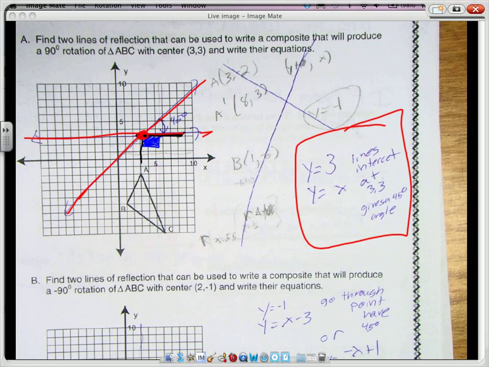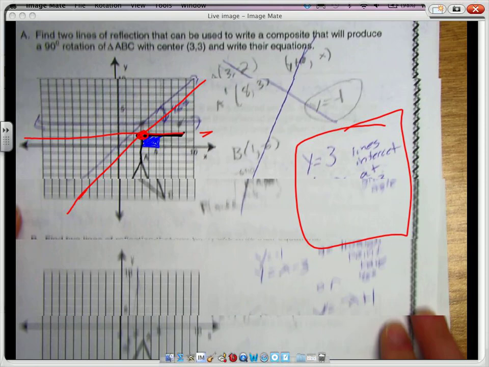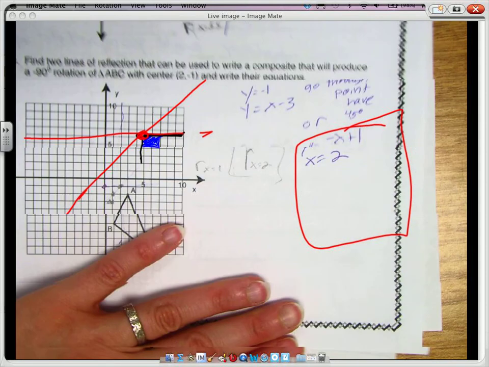All right, I'm going to move to the next one, as long as nobody stops me. Okay. All right, so let's do this one again.